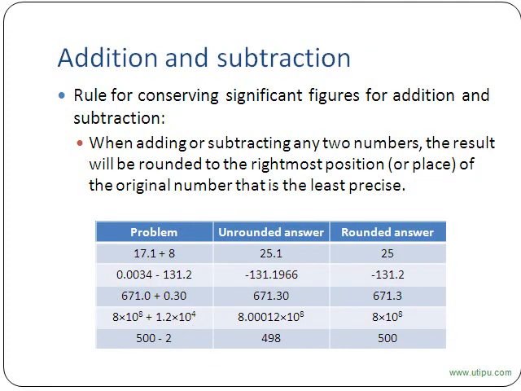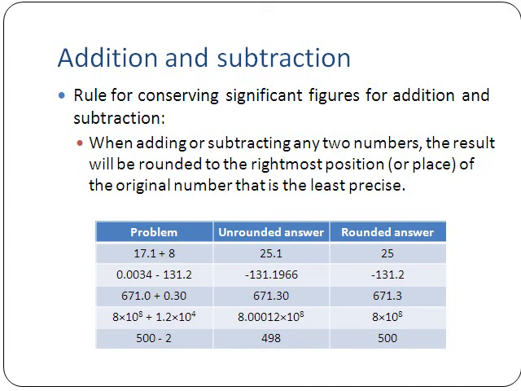Addition and subtraction is a little more complex. It's a little less intuitive than it is for multiplication and division, but it works very similarly. The rule is this: when adding or subtracting any two numbers, the result will be rounded to the rightmost position or place of the original number that is the least precise.